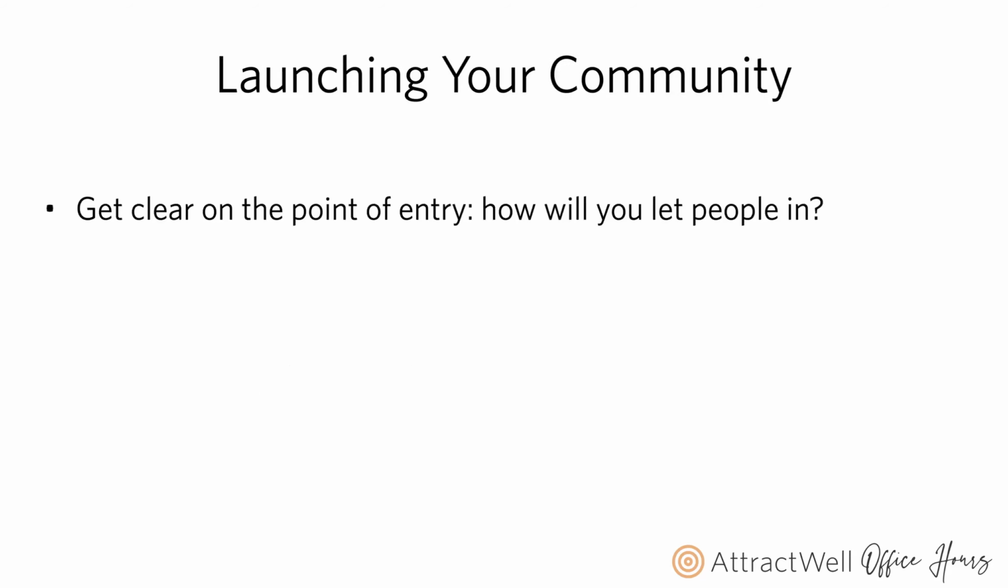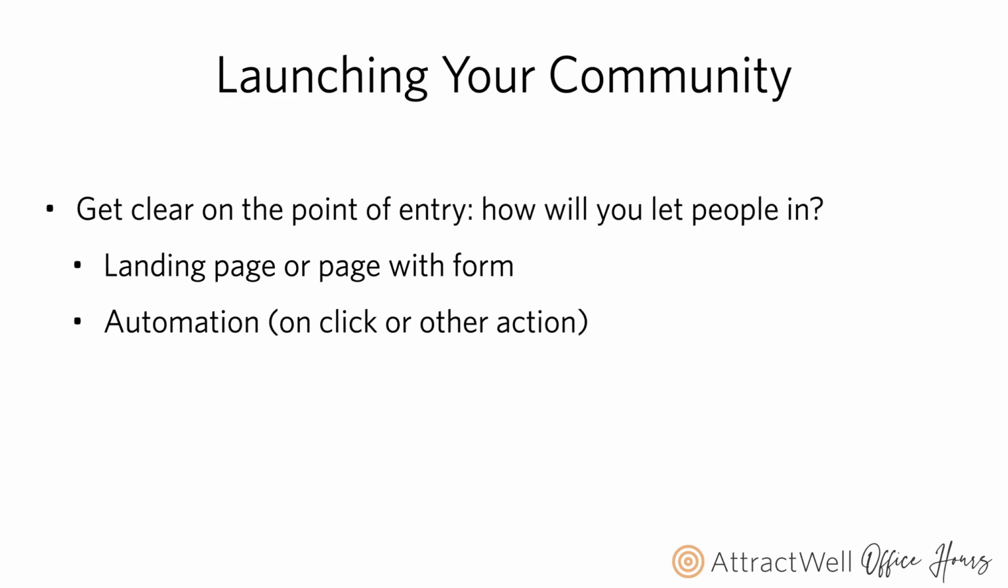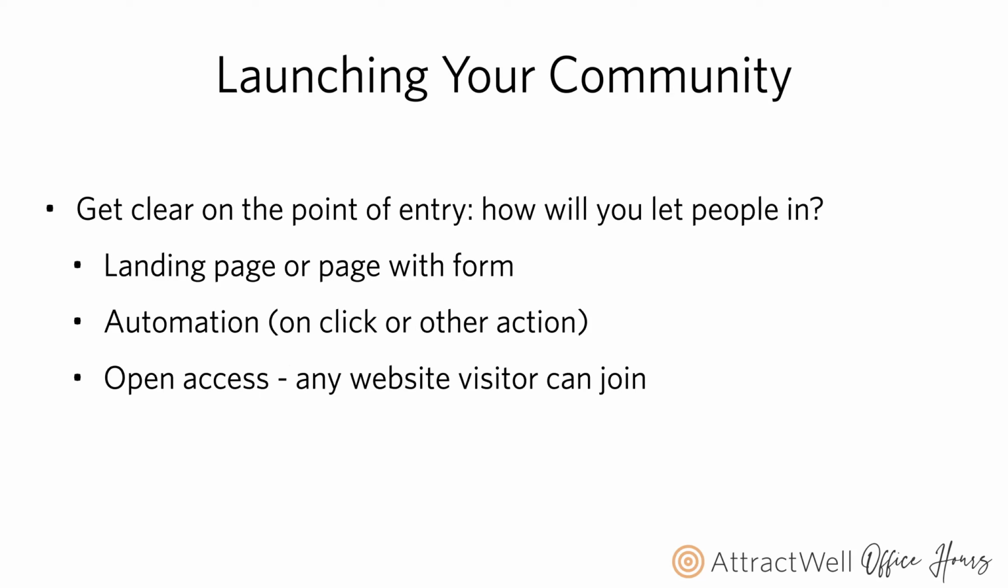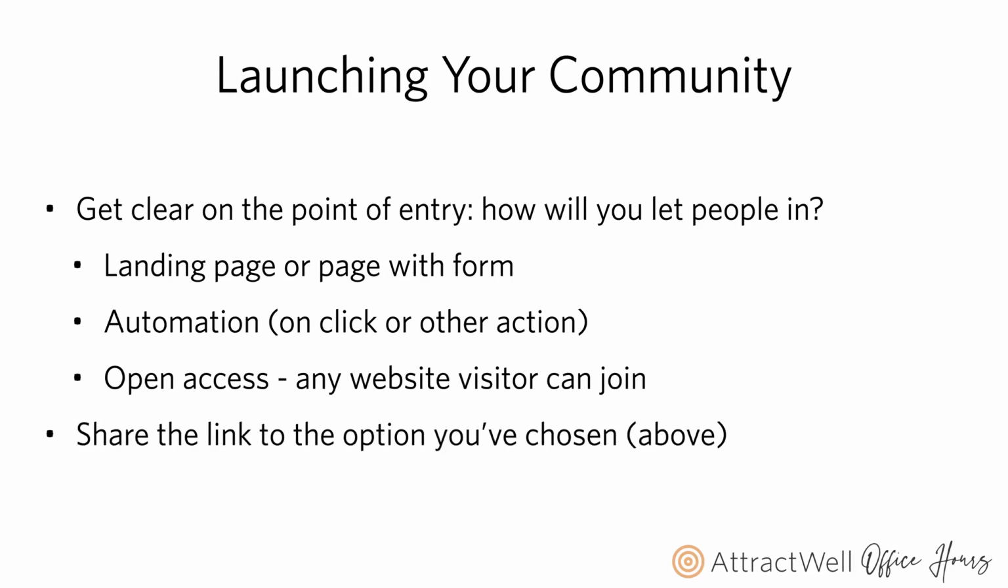Now, when you launch your community, make sure that you are clear on how people will get in. That's going to be a landing page or a page with a form. It'll be an automation, where they click, or they've been delivered a message from a campaign, and that adds them to the vault, right? There are different use cases for that we can certainly discuss here today if you want. And then of course you have the open access option, where any website visitor could join your member area and then see and join your community vault. And whichever option you've chosen, you're going to want to use the link there.